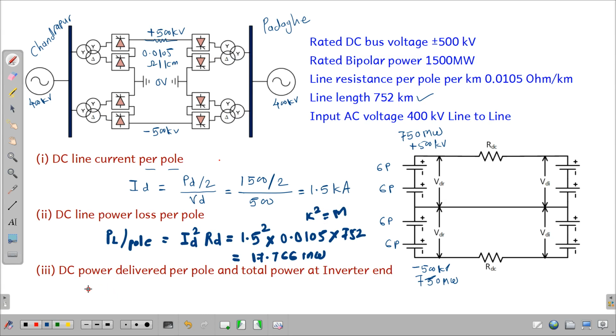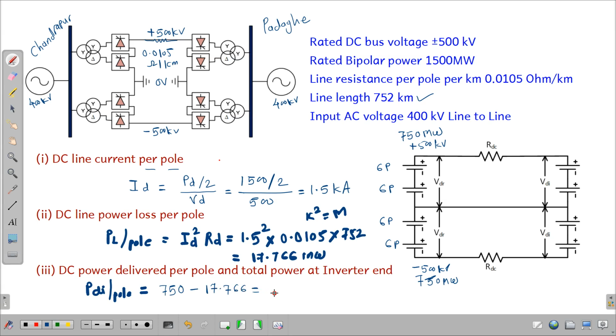So at the inverter side, what will be the power? We want to determine the per pole power. So how much per pole power will we get? What is the total power transfer? The total power transfer is 750 megawatt. Out of that, 17.766 is lost in the one pole.